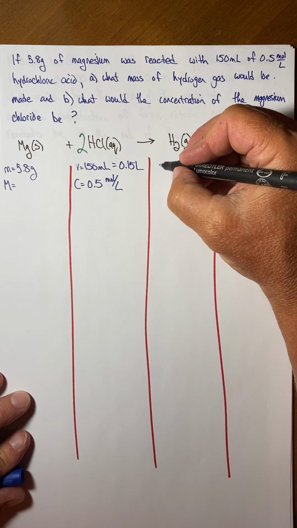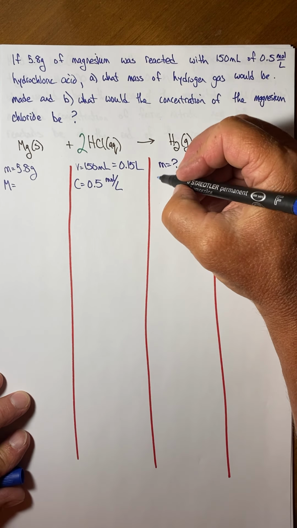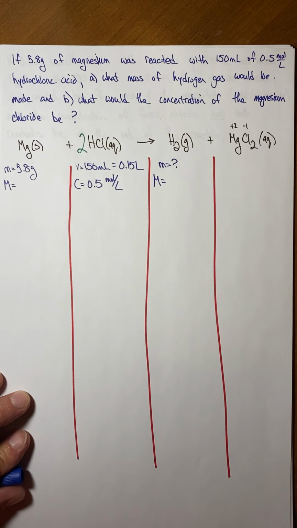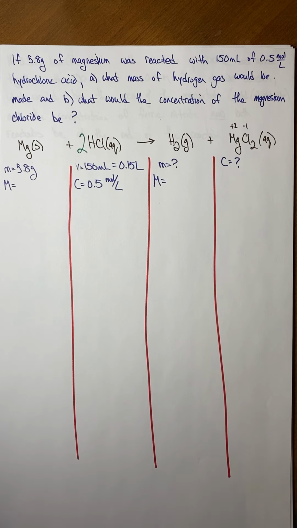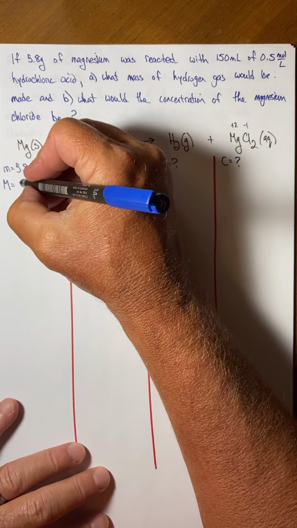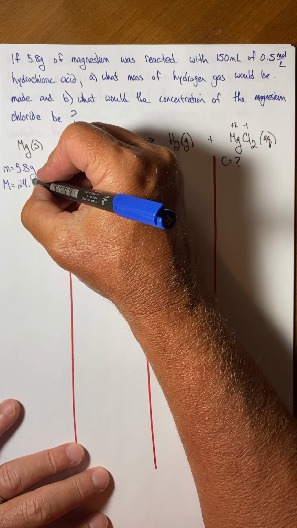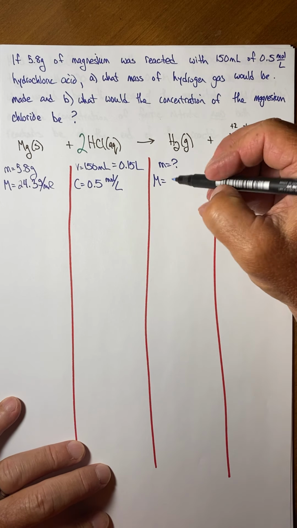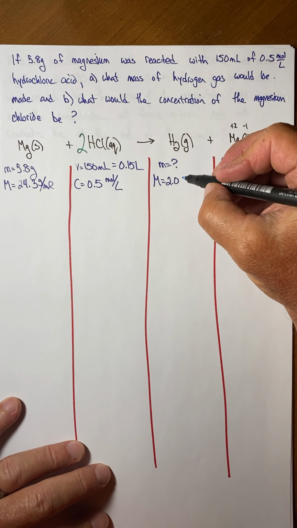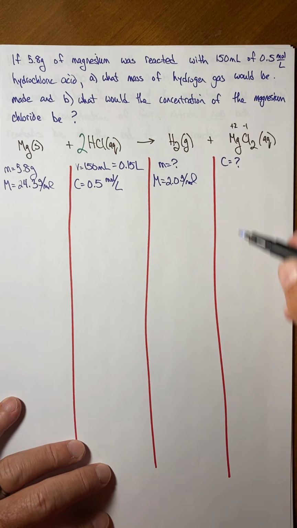I want to know the mass of hydrogen gas. I need to know the molar mass. And I also want to know the concentration of that. So that's pretty much finishing up all the givens. Now I'm going to calculate the molar masses. So magnesium is easy. That's just looking it up on a periodic table. And I get 24.3 grams per mole. And for hydrogen, that's going to be 2.0 grams per mole.